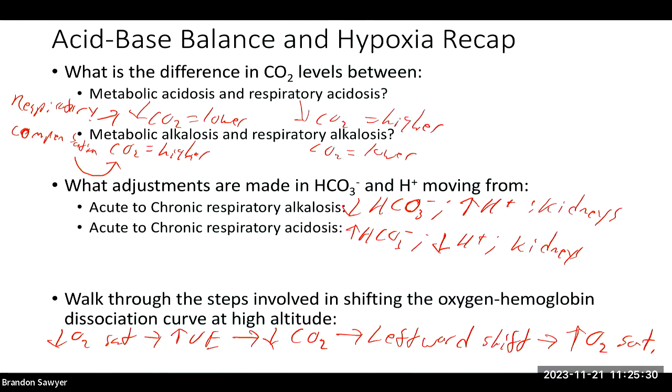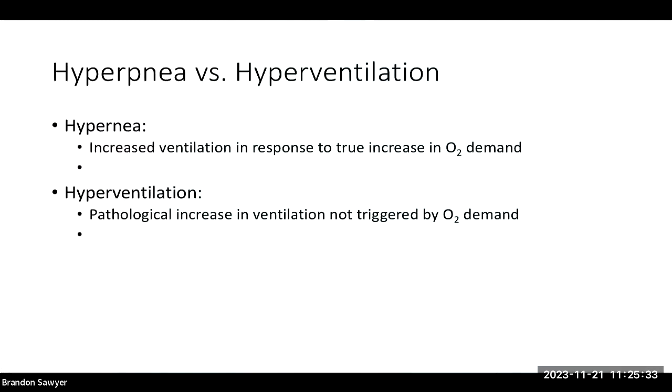So next we're going to talk about how we control ventilation. Okay. And so the primary ways that ventilation is controlled. I think I've mentioned this, but just to reiterate these terms, hypernia is increased ventilation in response to a true increase in oxygen demand. This would be due to increases in metabolism. But then hyperventilation, as we've already been talking about, is a pathological increase in ventilation not triggered by oxygen demand.